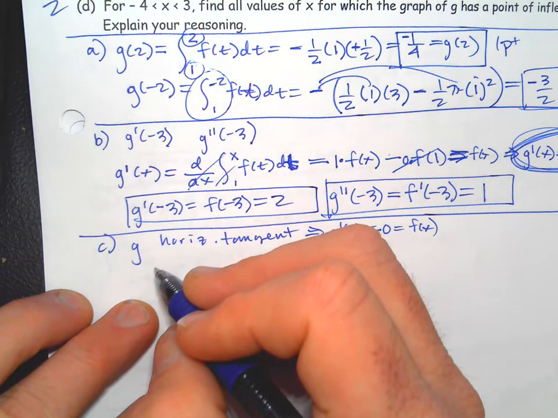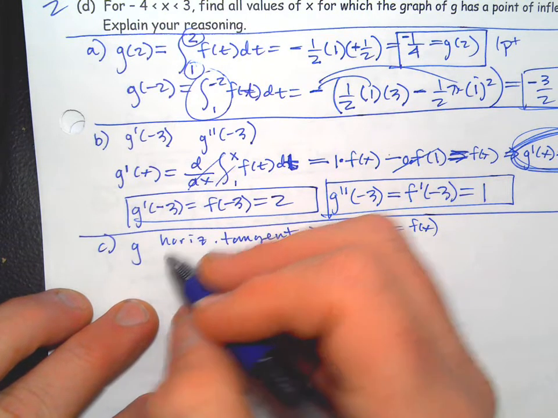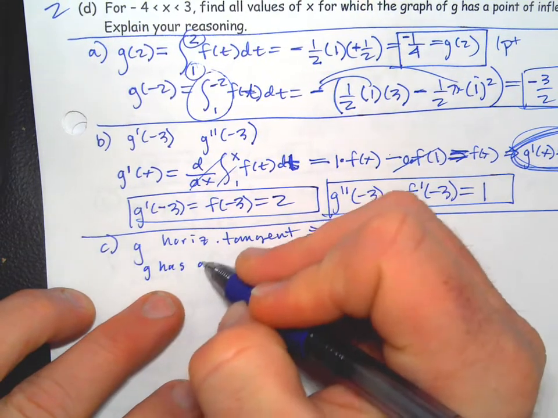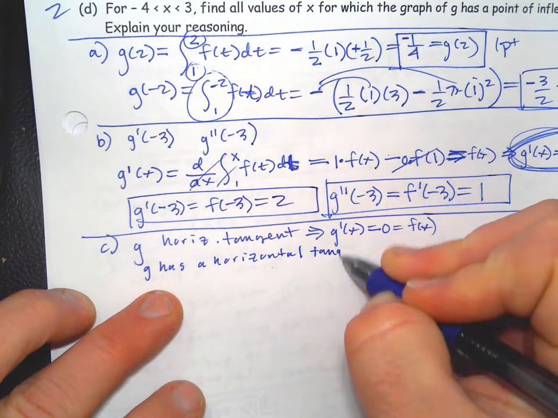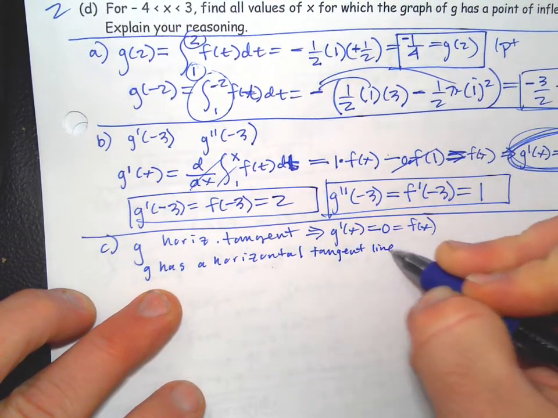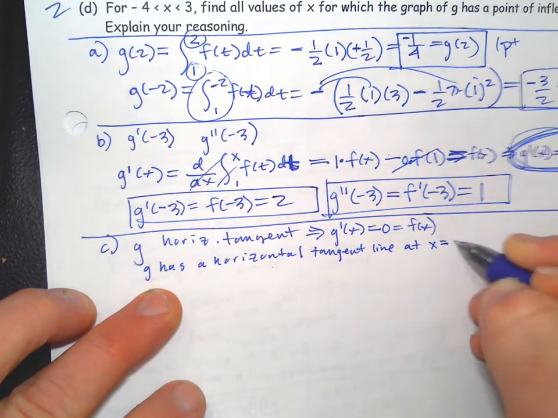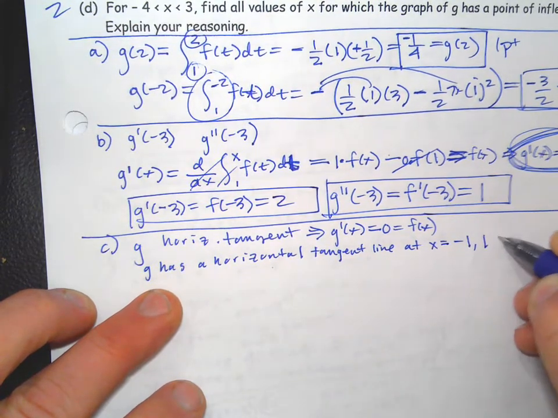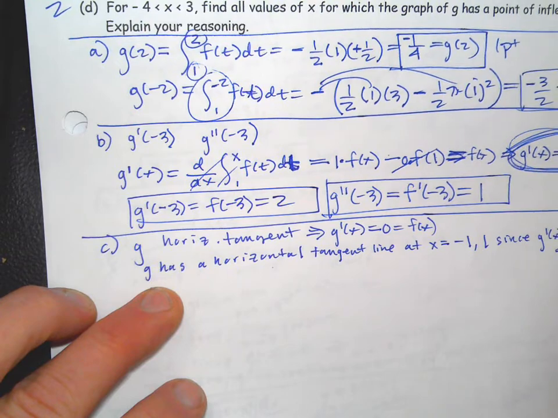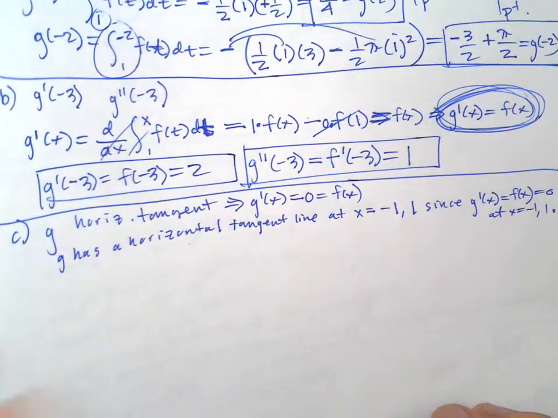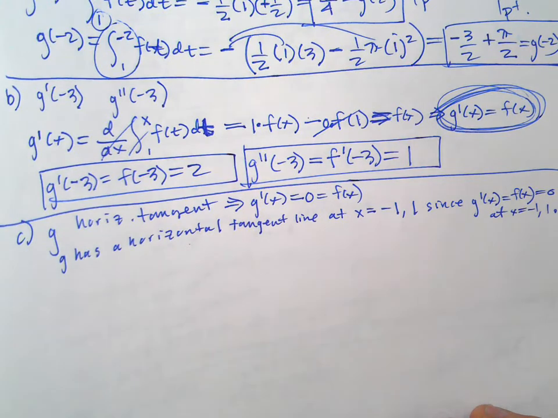So let's see. We have to justify our answers. So g has a horizontal tangent line at x equals negative 1 and positive 1, since g prime of x, which equals f of x, equals 0 at x equals negative 1 and 1. So that's a good, thorough answer with justification. Okay? For your response, you can't just say, oh, I did it in my head.